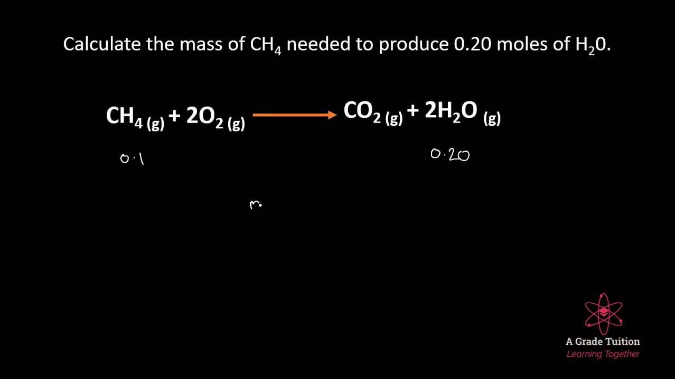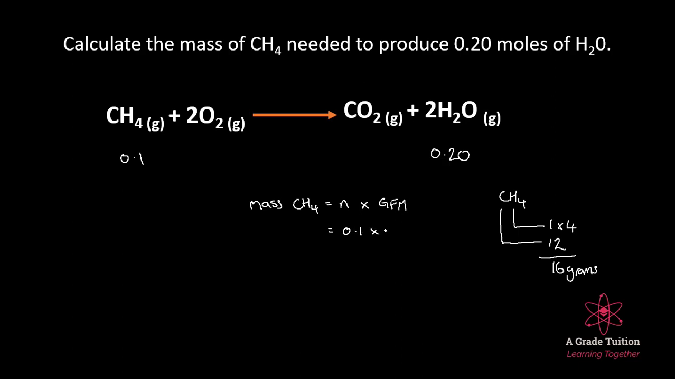So again, the mass of methane is equal to number of moles times the GFM, gram formula mass. And methane, again, you can get this from your data booklet, there's 4 hydrogens, it's 1 times 4, and carbon is 12. So that gives you a gram formula mass of 16 grams. So we put this back into the equation, so 0.1 moles of methane times its gram formula mass, 16, gives you 1.6 grams.